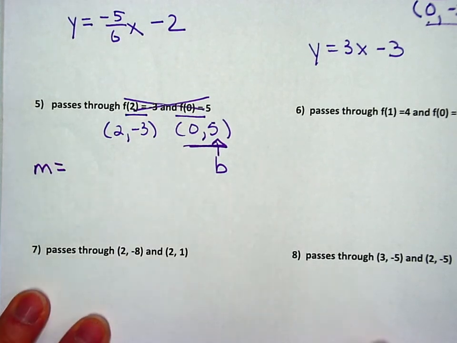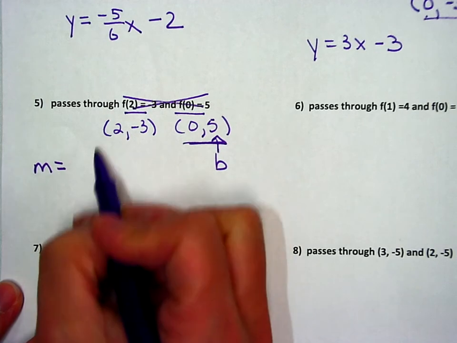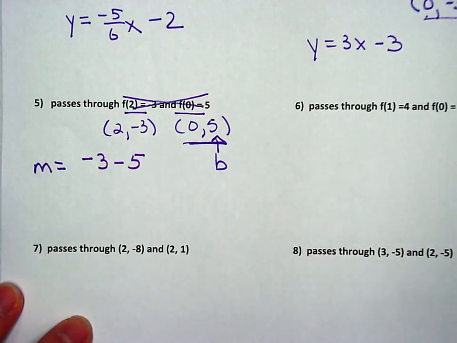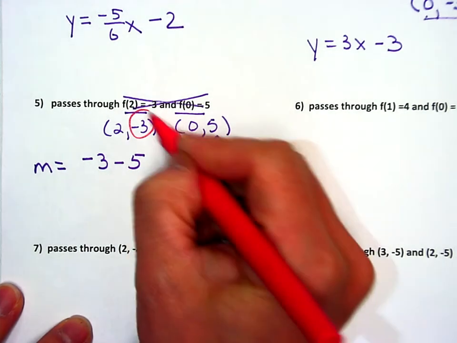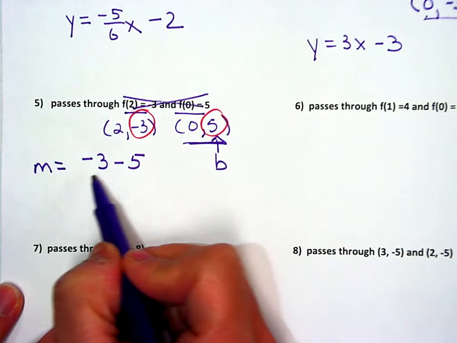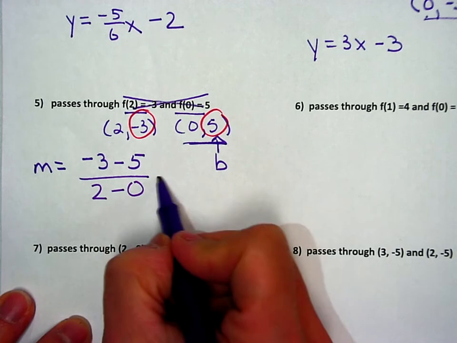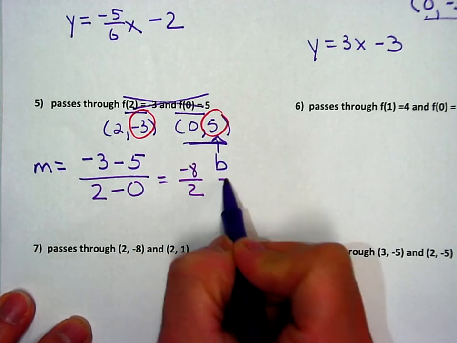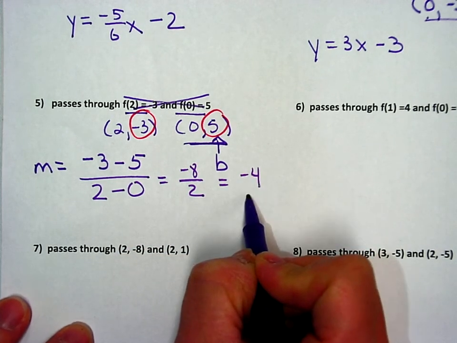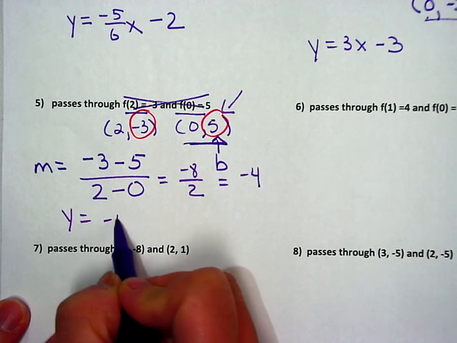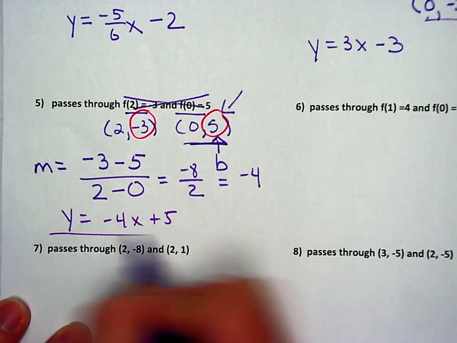So from last chapter, if you recall, how do we find slope? We take the 2 y's and subtract them. So my 2 y's are -3 and 5 in this case. And then I'm going to take the 2 x's and subtract them. Just make sure that you go in the same order. So I have -8/2, which reduces to -4. So there's my m. This is my b. So y equals -4x plus 5 is my equation.